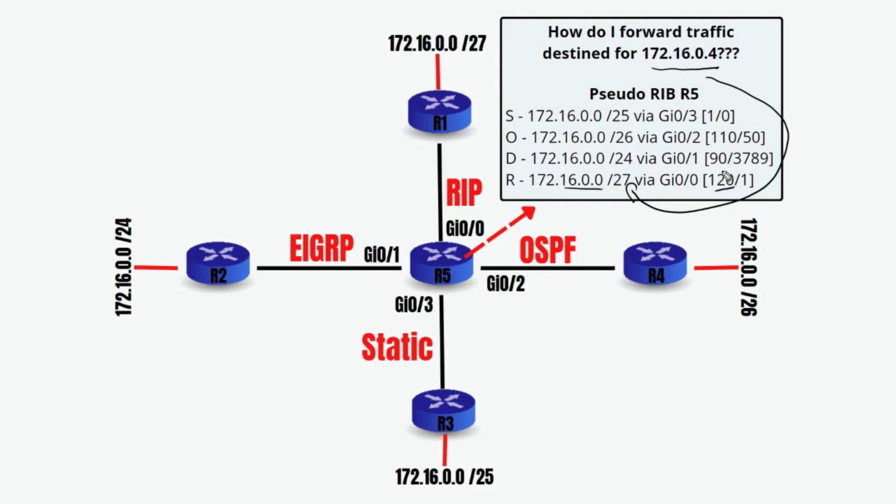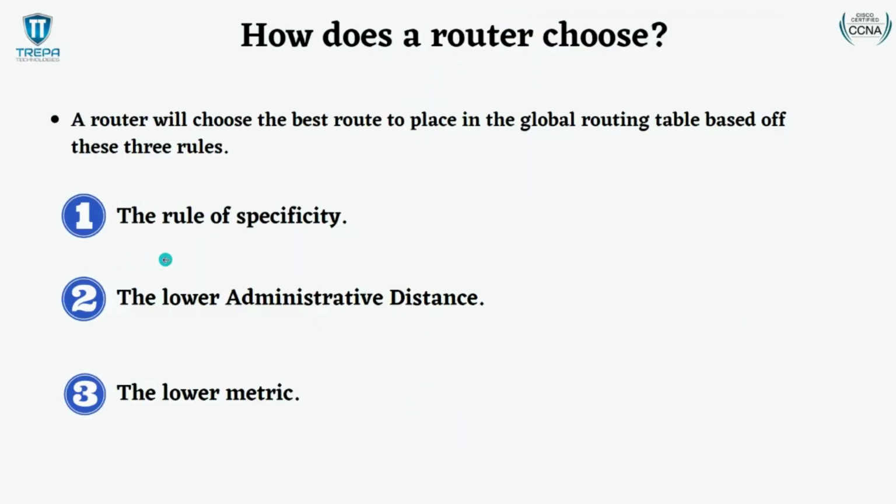I hope all of this was informative for you. And again, for the CCNA exam, if you didn't learn anything from all that demonstration, try to memorize these rules. Number 1, the rule of specificity. If all things are the same, it's all slash 24, the lowest administrative distance. If all the routing protocols are the same, the lowest metric wins as the route to be placed in the routing table and forwarding that traffic.